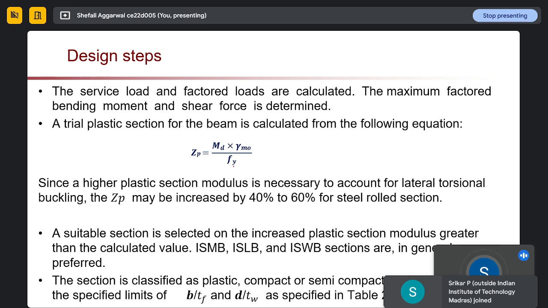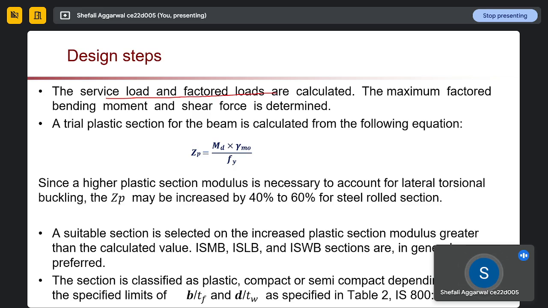The first step is that we will be given some load. We will factor the load, calculate the service load, and the factored loads are calculated. The second step is calculating the bending moment and shear force based on our factored load. It will depend on our loading condition. We have seen in our previous lecture how different loading conditions have different K values. In the same way, we calculate our bending moment and shear force. After that, we will find the trial plastic section, that is, the ZP value, the plastic modulus value.